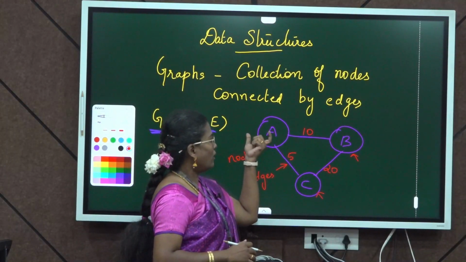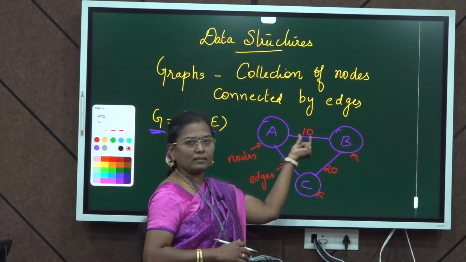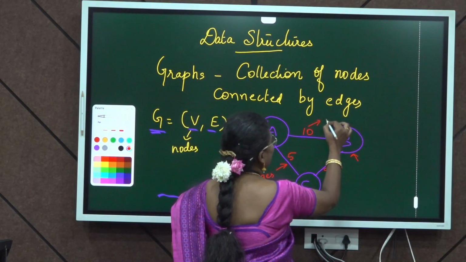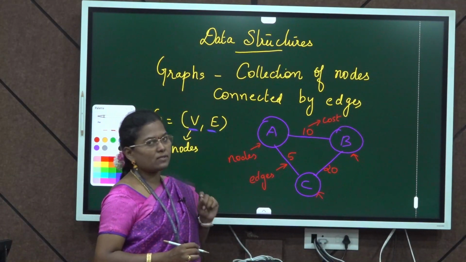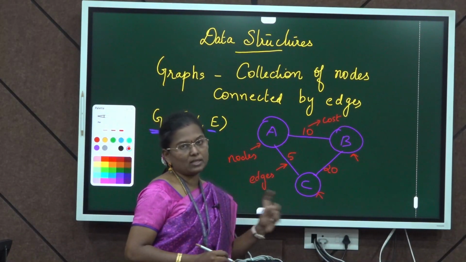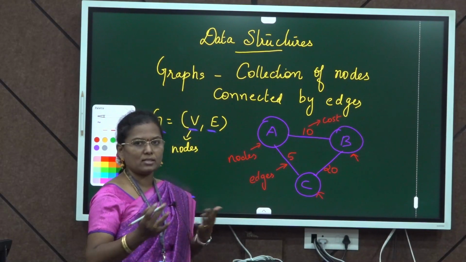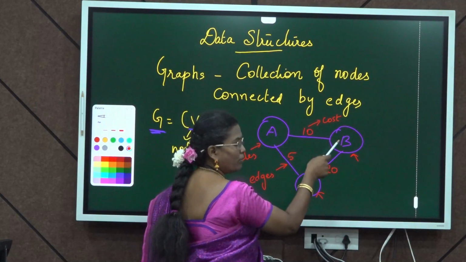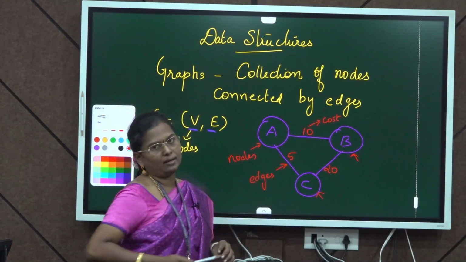That is, on traveling from the node A to B, it takes the cost of 10. So this edge is speaking something in addition called cost. So that is what is called a weighted graph. And one another thing with this graph is, this is an undirected graph because the flow of direction is on both sides. Anyone can travel from A to B or from B to A. So this is called an undirected graph.